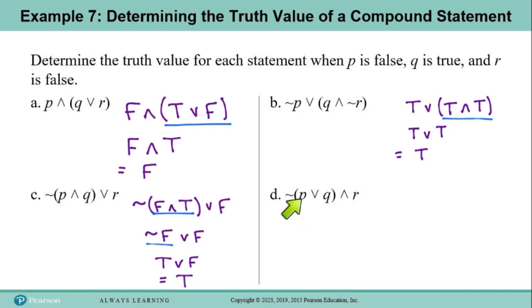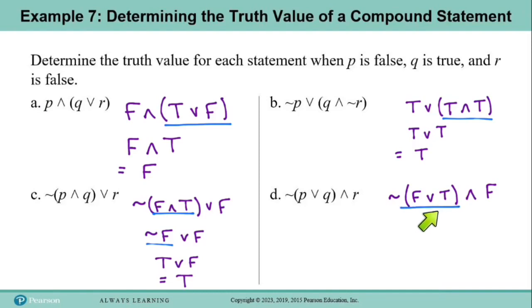And then in part D, I've got not, parentheses, P or Q, and R. So let's substitute in our truth values. We know P is false, Q is true, and R is false. So I'm going to have not, parentheses, false or true, close parentheses, and then the and, then R is false.